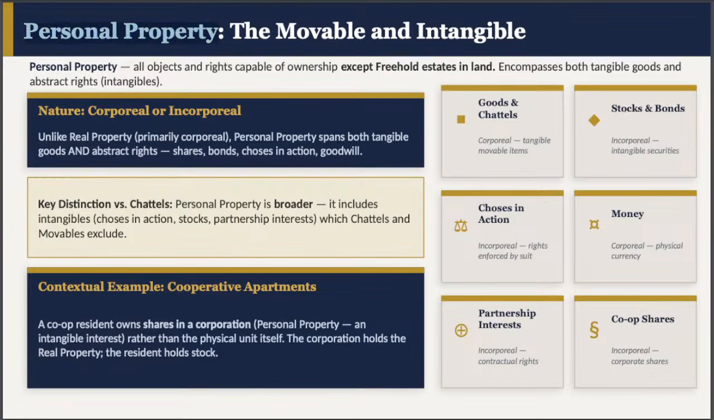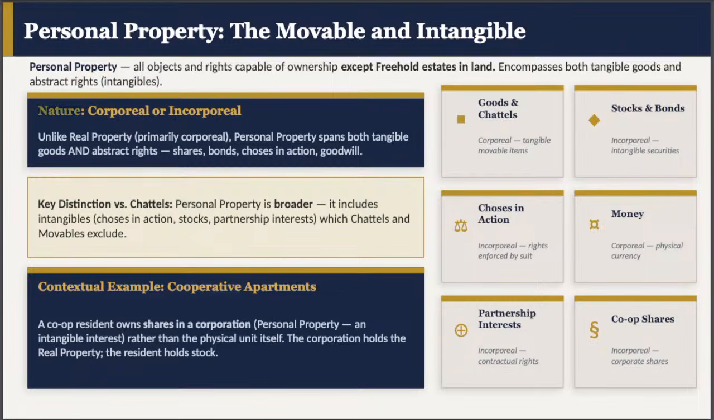Now we're on to personal property, the movable and the intangible. Personal property is all objects and rights capable of ownership, except freehold estates and land. Except the freehold estates and land. All objects and rights capable of ownership, except. So it encompasses both tangible goods and abstract rights, the intangibles.